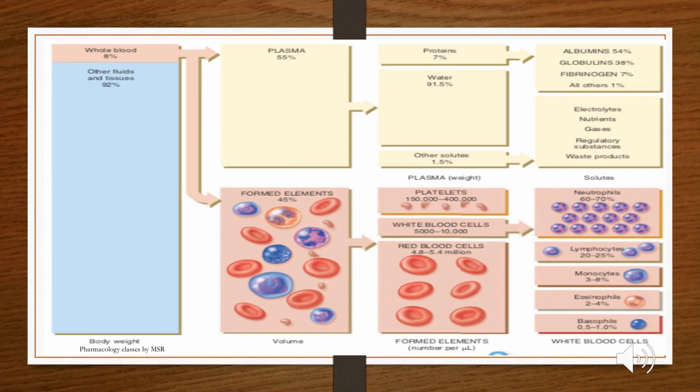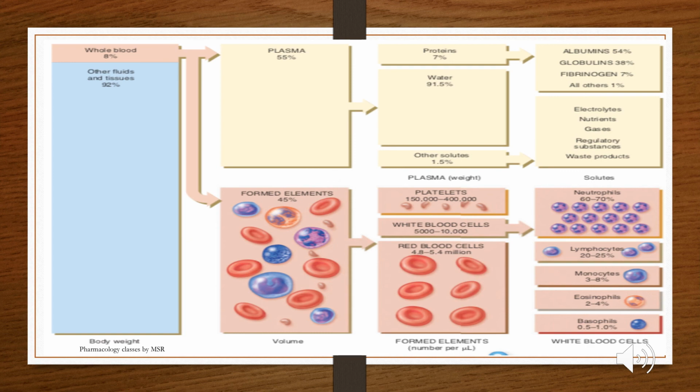In our body, our whole blood constitutes about 8% of the body weight. This whole blood contains plasma and formed elements. Plasma is about 55% and formed elements 45%. In this plasma, we again have proteins, water and other solutes. What are the various proteins present in the blood? Albumin, globulin, fibrinogen and other proteins are present in the plasma. Other solutes include electrolytes, nutrients, gases, waste products, regulatory substances, etc.